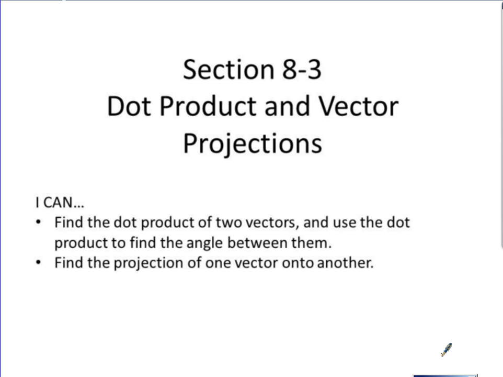This is section 8.3, part A, dot product and vector projections. Your I can statements for this section. I can find the dot product of two vectors and use the dot product to find the angle between them. And I can find the projection of one vector onto another.